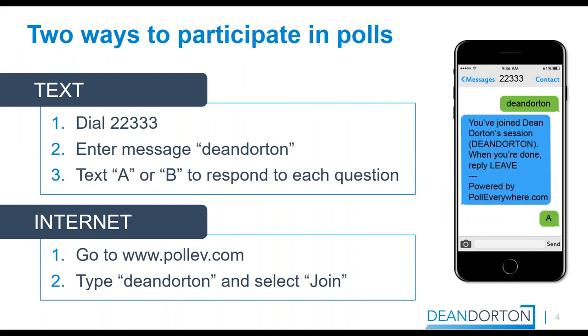First, we want to take some poll questions. So we want to gauge our audience. We've got a lot of people, as Yelena said, on the line here. If you would pull out your cell phone, you can see it on the screen here. Send a text message to 22333, and in that text message, put in the word dean dorton, all one word, all lowercase. If you don't have your cell phone and want to do it over the internet, you can also go to poll.ev.com, type in dean dorton, and select join. That'll help us get some responses here to different questions that we'll have.